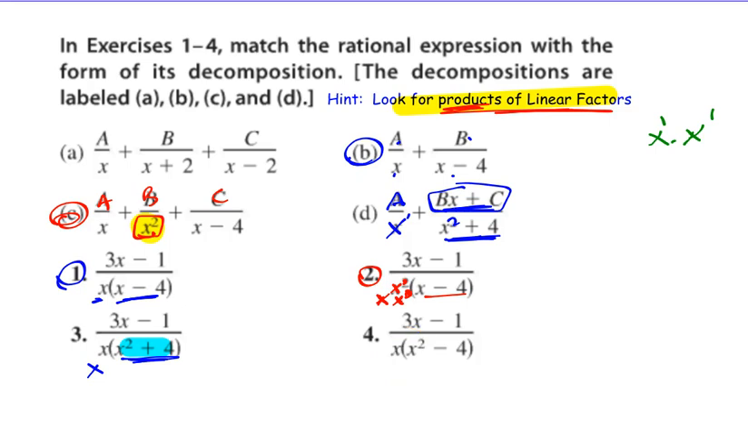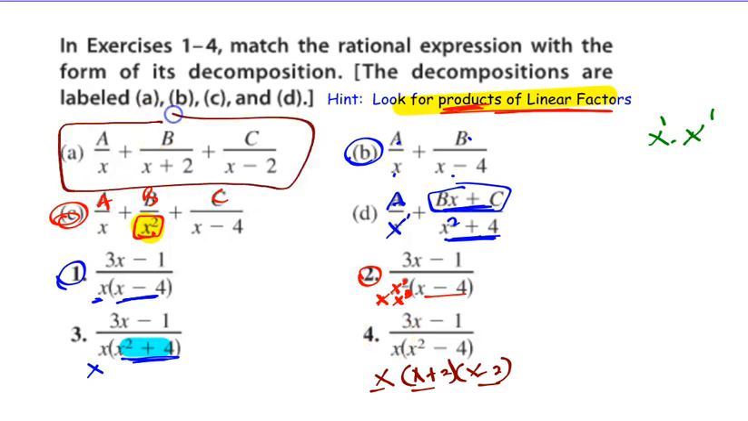Now, number 4, it's x, and then this does factor to x plus 2 and x minus 2. So I just need a, b, and c because these are all products of linear factors, and that would go with answer A.